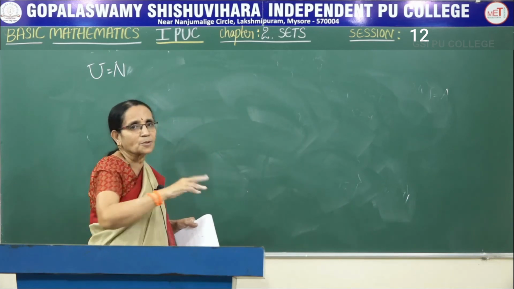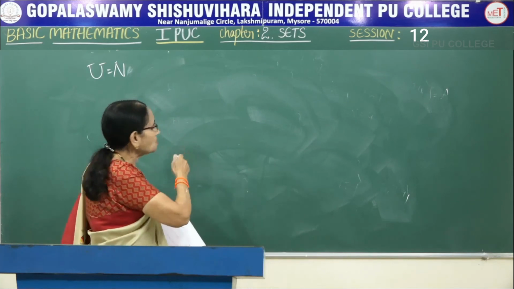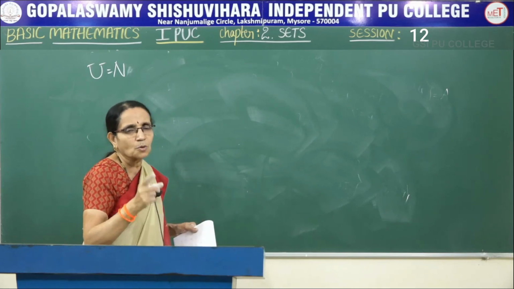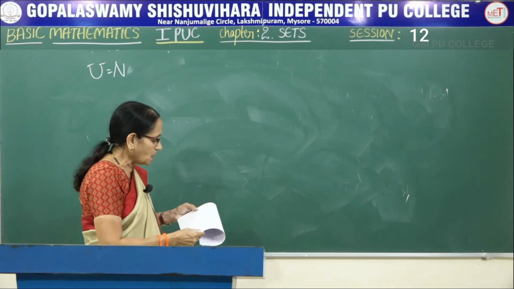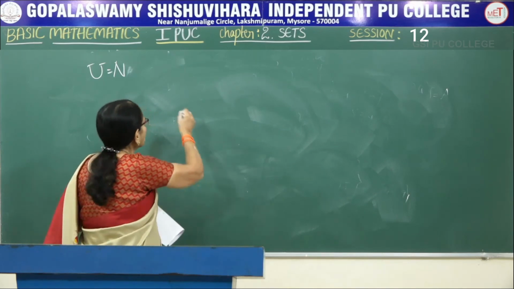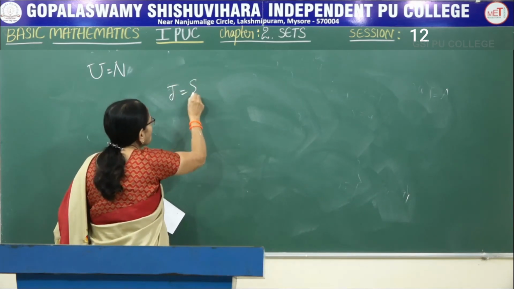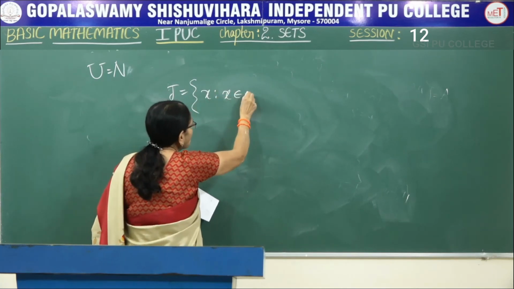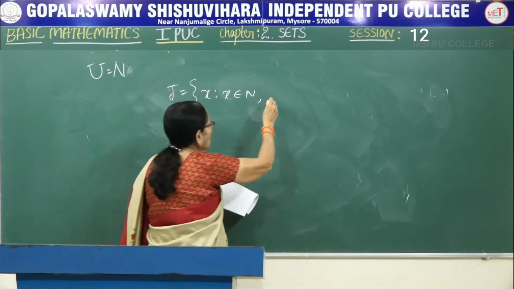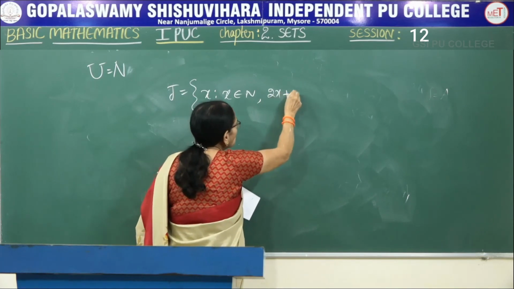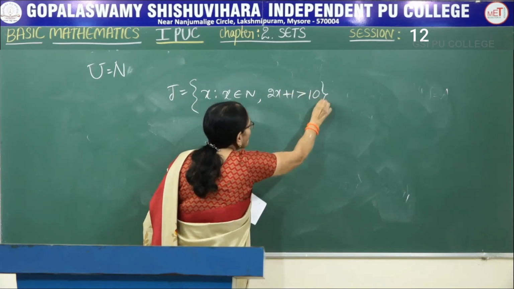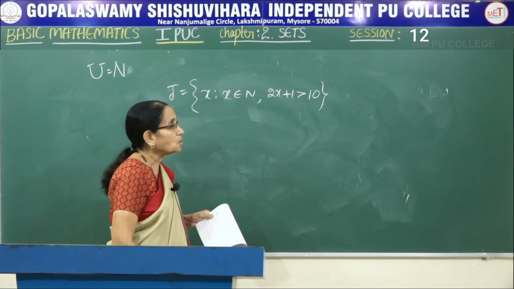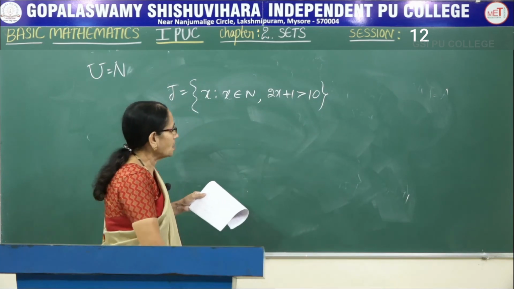All of them will not be asked in one problem. When the universal set is given, they may ask 1 or 2. If one set is asked, it is 1 mark, otherwise it would be a 2 mark question. Now take another set J which contains all x such that x belongs to n and 2x plus 1 greater than 10.